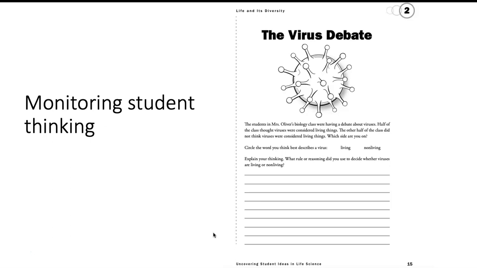Now, here's the thing. First off, you get that immediate formative assessment of, does my student believe that they are living or non-living? But then what's really wonderful is you have your students write and explain their thinking. And that's such a beautiful snapshot into their brains as to what is really going on and understanding their thought process behind this particular concept.